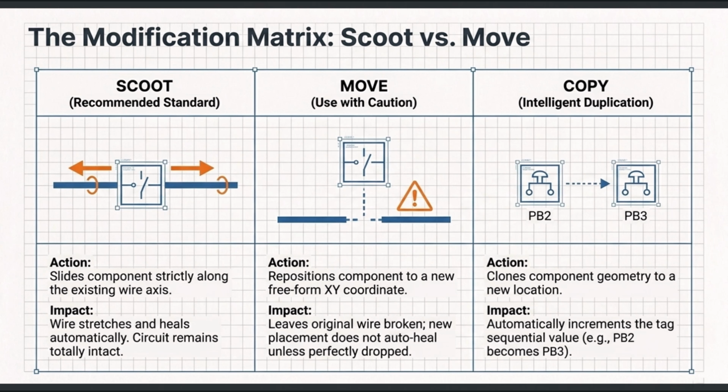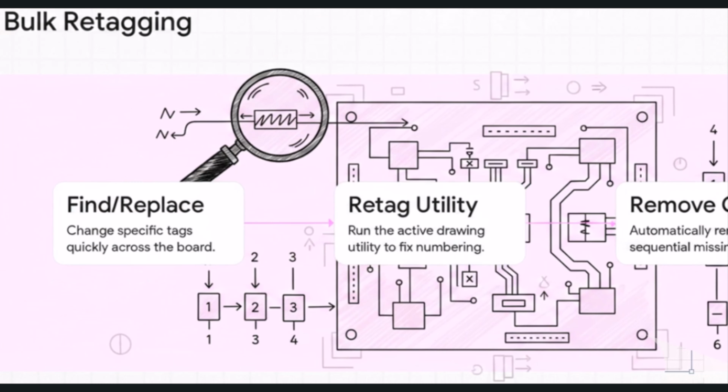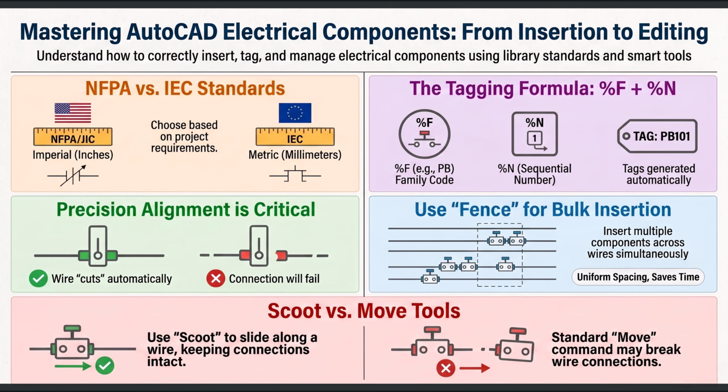It would if you had to rename everything manually. But the software has a retag tool. Okay, how does that work? You just run it, and it flawlessly reorders all your component tags sequentially across the active drawing. It dynamically closes the gap so your numbering is perfectly accurate. With no manual auditing. That is incredible.